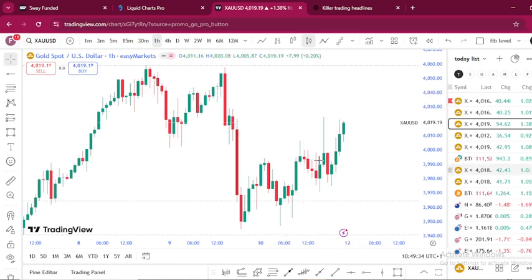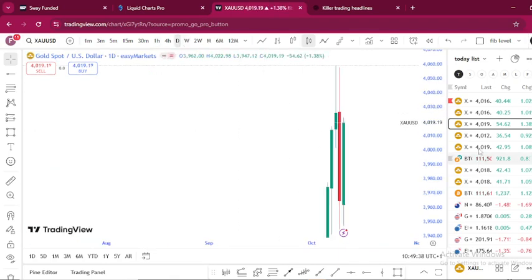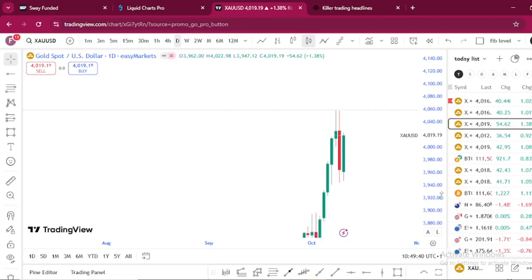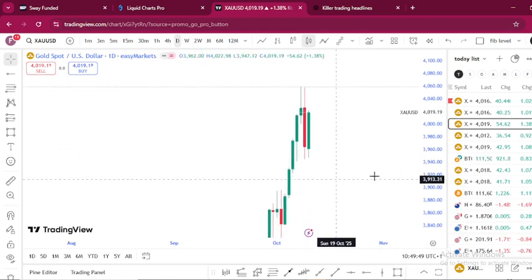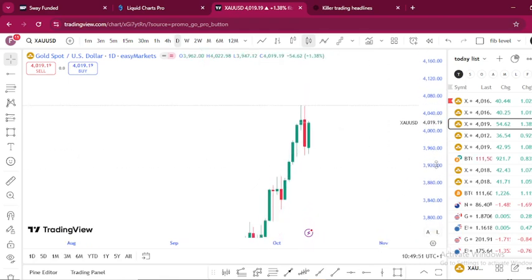All right, the first thing you need to do is take your chart to the daily time frame. Like I said, this strategy only works for gold for now. I don't trade other pairs, I only trade gold. It may work for other pairs, but for now it's only gold I trade.